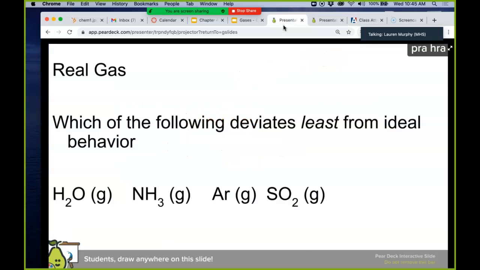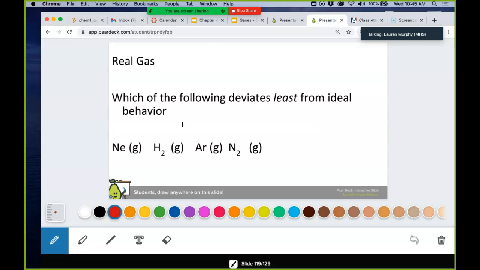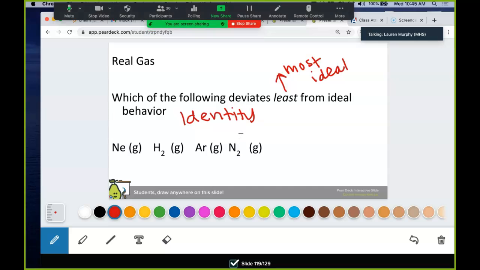Okay, so now I throw this one at you, and I have not taught this yet. I go, okay, which gas deviates least from ideal behavior? And now again, this is based on identity and not pressure or temperature, except I did something mean and I gave you all noble gases and all diatomics. So deviating the least would be the most ideal. Most ideal. Anybody want to take a guess at who you think? I don't expect you to know, but who you think and why you might think that?